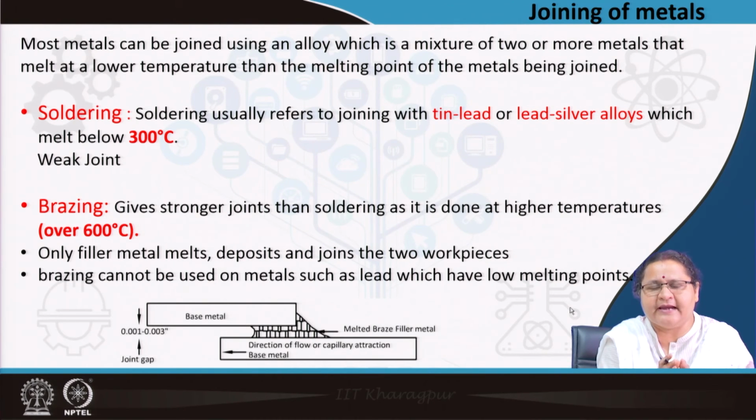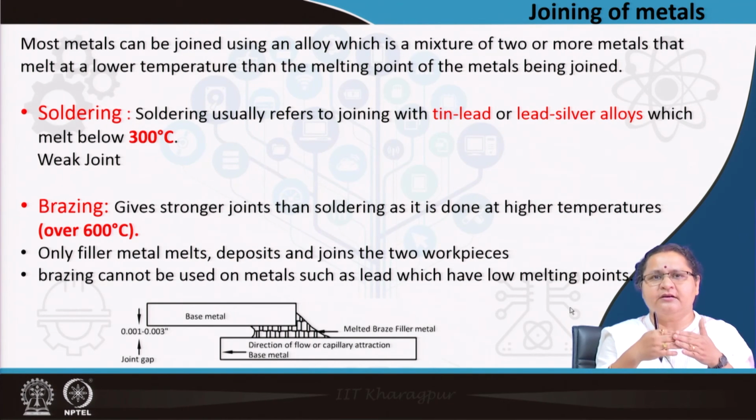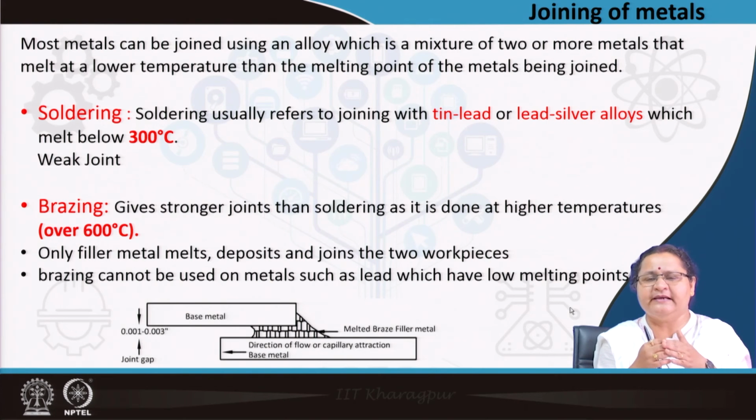Both soldering and brazing require a second metal or a metal alloy, which is a kind of adhesive between the two mother metals, or the metals to be joined. So, if you have two metals to be joined, you put a third liquid metal in between and allow it to join, and that third metal should have a lower melting point.